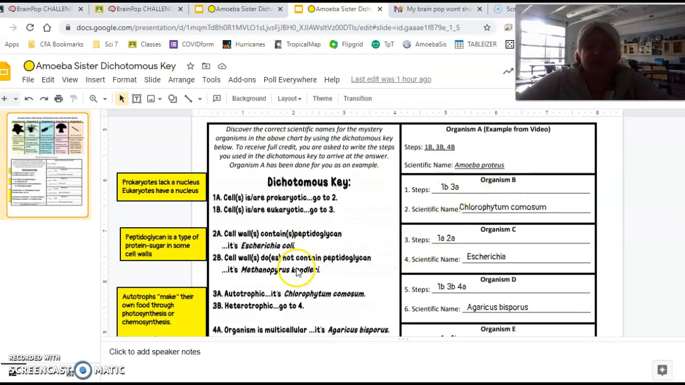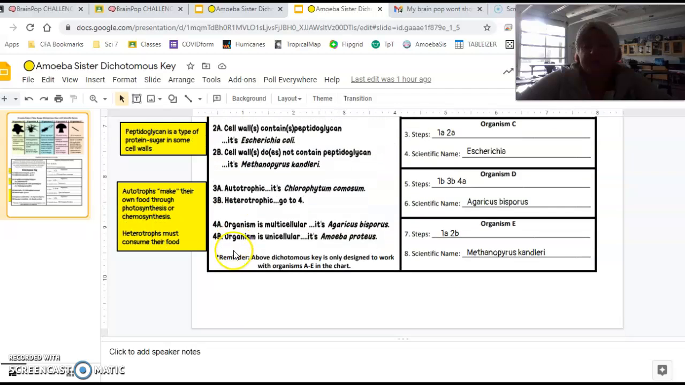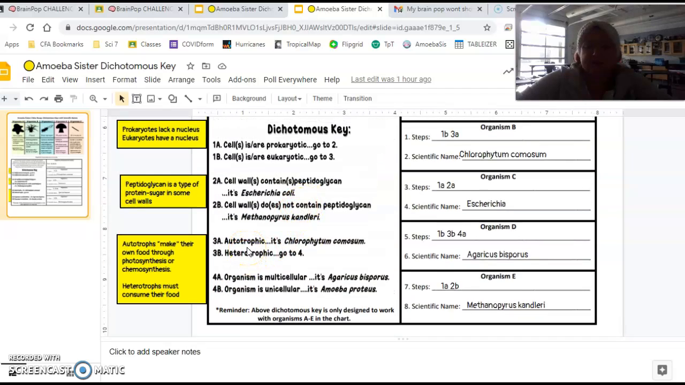And then we are going to go to 3A. I don't even have to read number 2. Jump to 3A, or 3. Is it autotrophic, meaning it makes its own food, or is it heterotrophic, meaning it eats? Well, it's a plant. It's autotrophic. Therefore, we've dead-ended at Chlorophytum comosum. So we've typed that here. Good job, whoever did this.